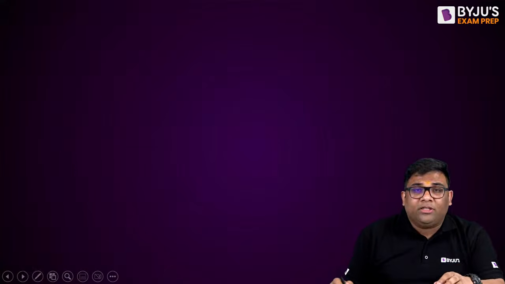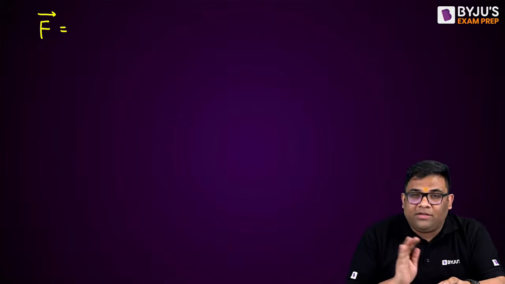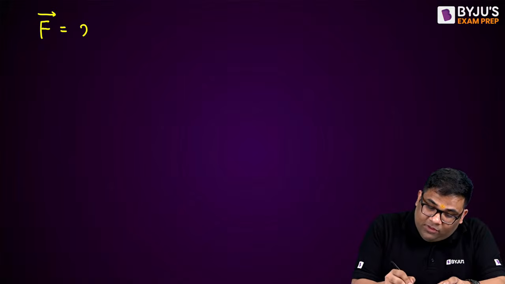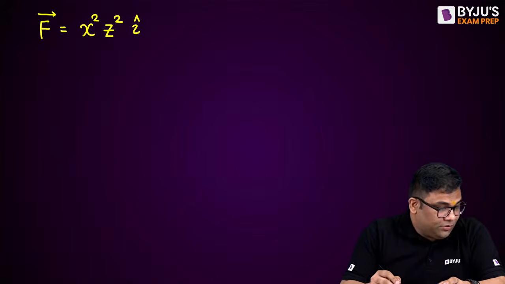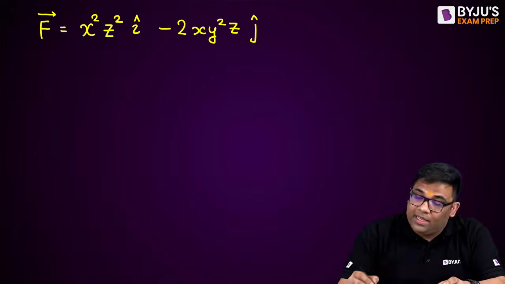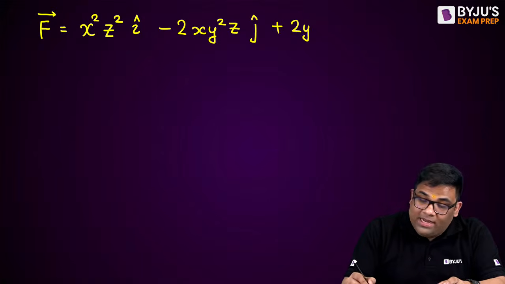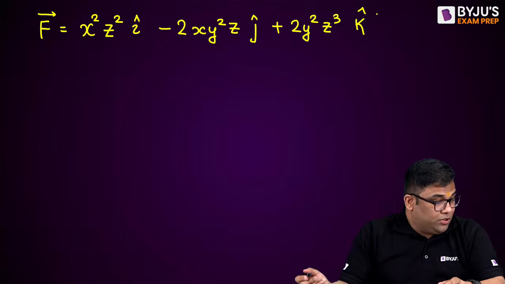Now let us solve one question on the curl also. So curl means they will give you what? A vector function. Obviously they will give a vector function. So let me write down the vector function: x square z square I cap, minus 2xy square z j cap, plus 2y square z cube and then k cap. Let me just check.